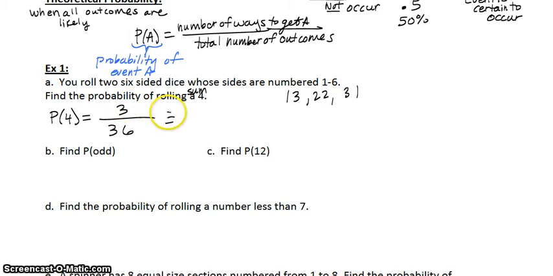And then let me just talk a little bit about what I just did. There's 3 outcomes of rolling a sum of 4. Here they are. There's 36 possible ways I could roll these 2 dice. 36 outcomes total. That's how I came up with those numbers. When I reduce this fraction, I get 1/12. And if I round it, it's approximately 8.3 repeating percent. Let's keep going. All right, now I want the probability of a sum of odd.